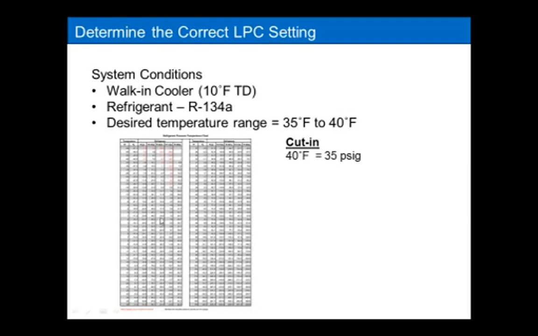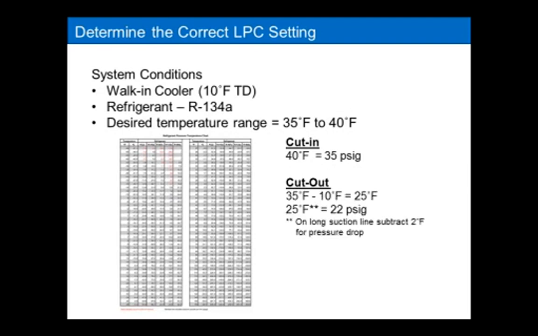So I just go to my PT card. I find that 40 degrees equates to a 35-pound evaporating or saturation pressure. So I'm going to set my cutout at 35. You always set your cutout first. When you set up these pressure controls, it's always best to set the cutout value first before you play with the differential.